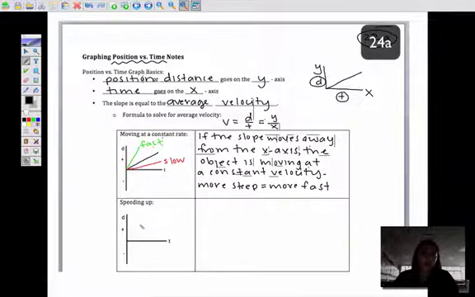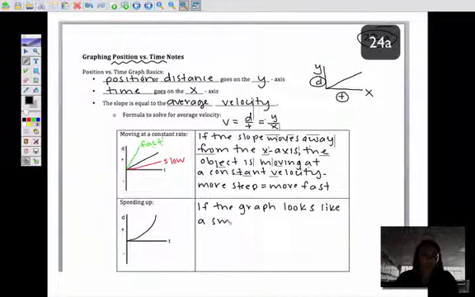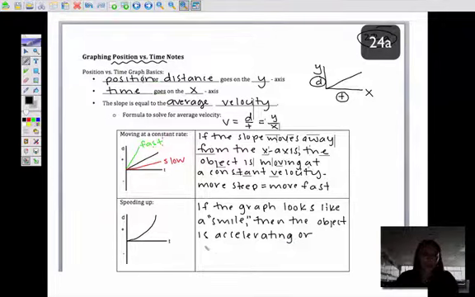So say an object is speeding up, or in other words, it's accelerating. Our graph is going to take on the look of a smiley face, like this. So it's starting off slow, it has a not steep slope, and it gets steeper and steeper until it looks kind of like a smiley face. So if the graph looks like a smiley face, then the object is accelerating or speeding up.